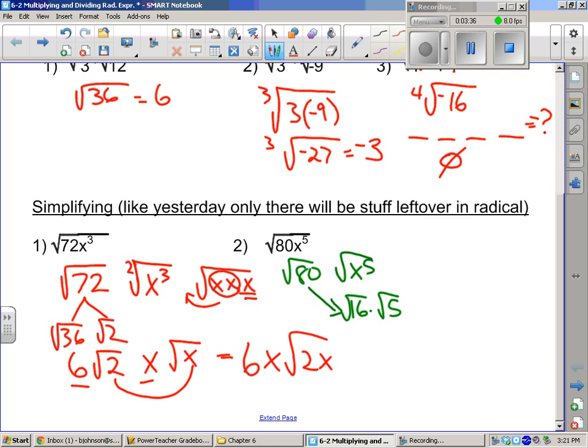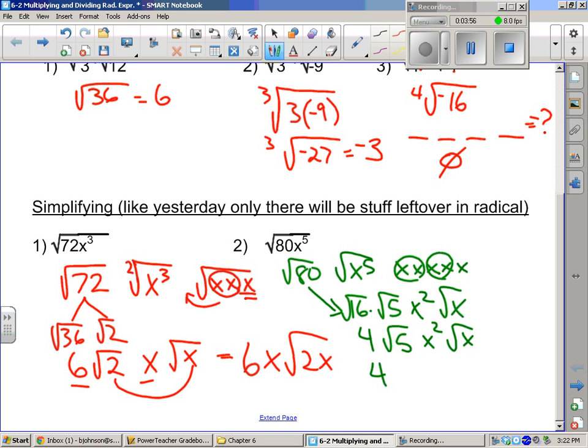And then how many pairs can we take out? 1, 2, with 1 with no buddy. So the little buddy guy has to stay underneath. We get x squared: 2 of the x's come out, and the other has to stay under. So this is 4 square root of 5, x squared, and square root of x. Outsides give us 4x squared. Under the radical gives us 5x.